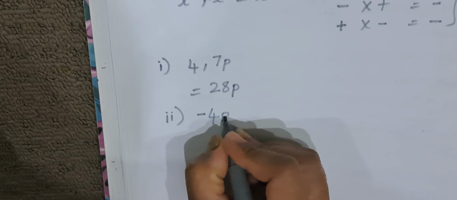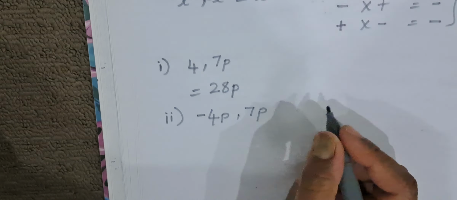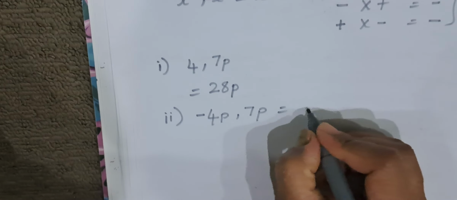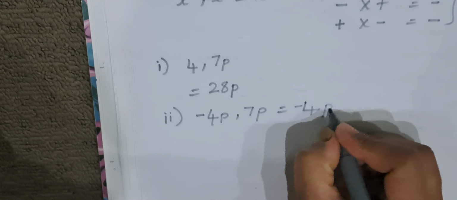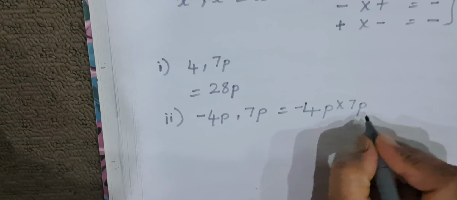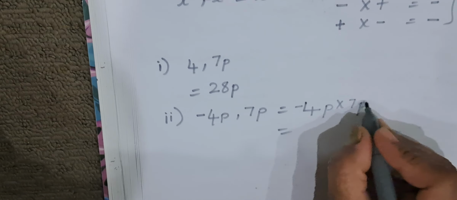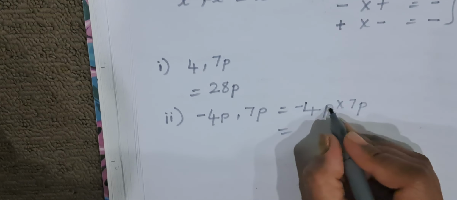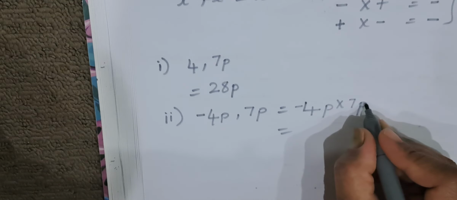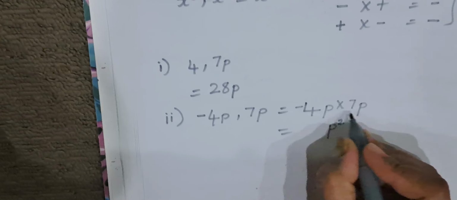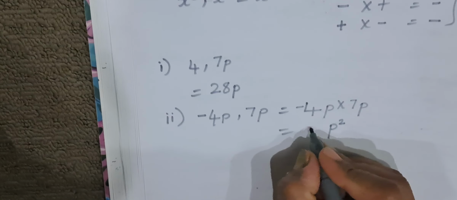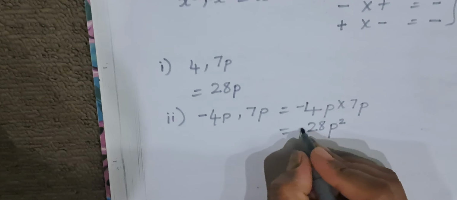Now let us see the second one. Minus 4p and 7p. That will be minus 4p into 7p. When p and p get multiplied, what happens? p means p to the power 1. p to the power 1 multiplied with p to the power 1 becomes p to the power 2. That is p square. 7 fours are 28. 28 p square. And minus into plus becomes minus. So the answer for the second one is minus 28 p square.